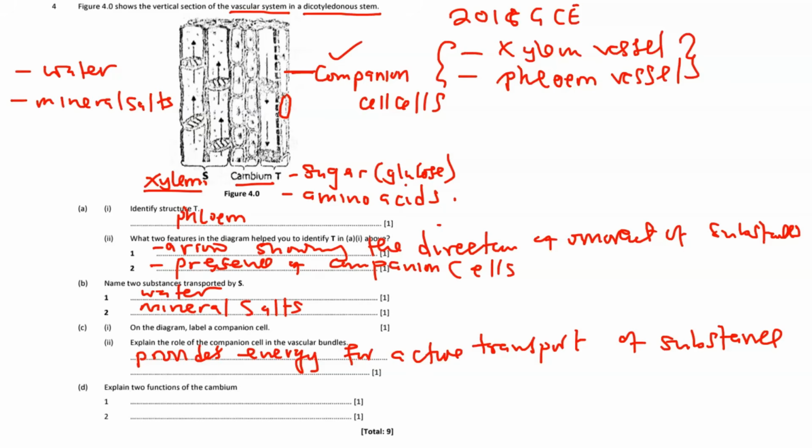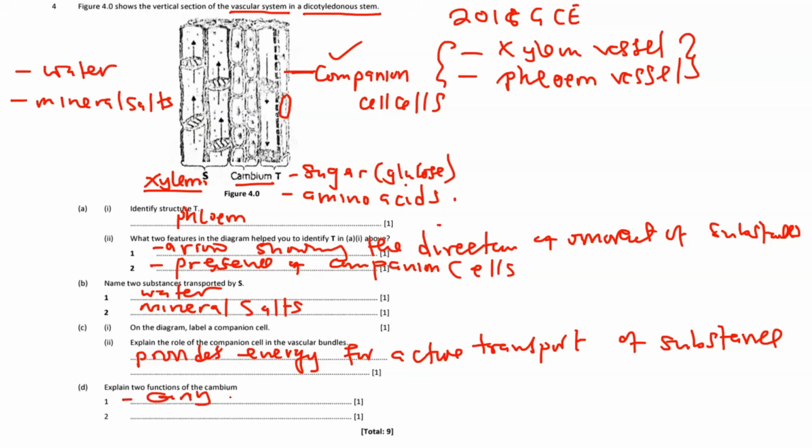And of course, from cell specialization, if you had time to look at my video on cell specialization, I explained much on the companion cell. If you have not done that, please look at the video on cell specialization where we answered questions. Now, explain two functions of the cambium. This one, we've already answered it.